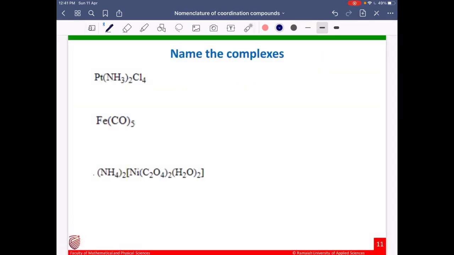Next example, [Pt(NH3)2Cl2]. How will we name the complex? So I am splitting it. You see the structure now. Only the complex ion part or complex is present. There is no counter ion in this structure. It's neutral, no requirement of any counter ion.